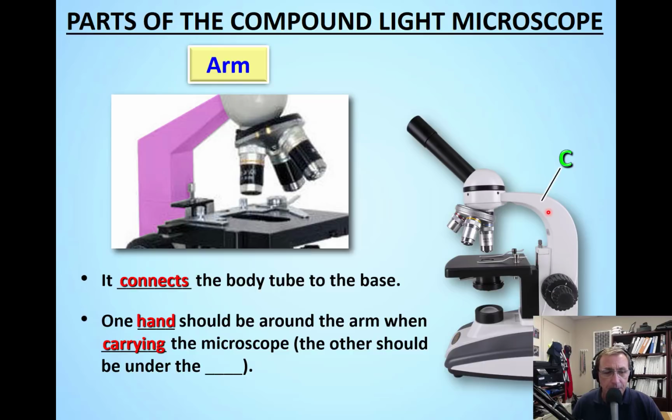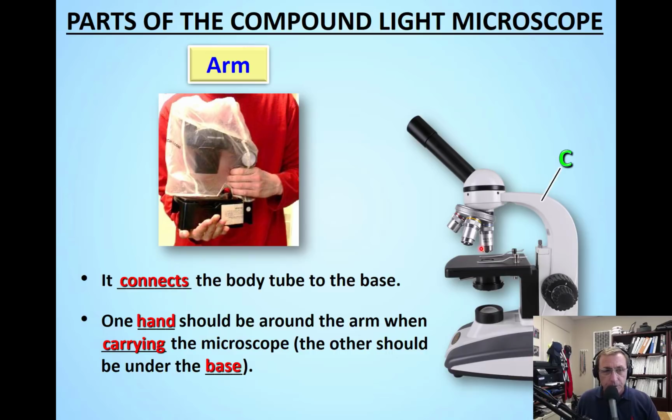All right, the other hand, you have one carrying it here in the arm. That should be nice and solid. The other one should be under the base. So it's kind of like this. I have our microscopes right here in a bag. Hopefully you can see it. So you have one hand on the arm here, and then one on the base. That's how you'll carry it.